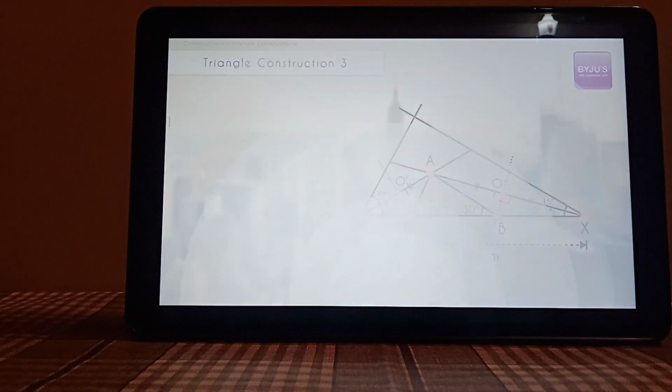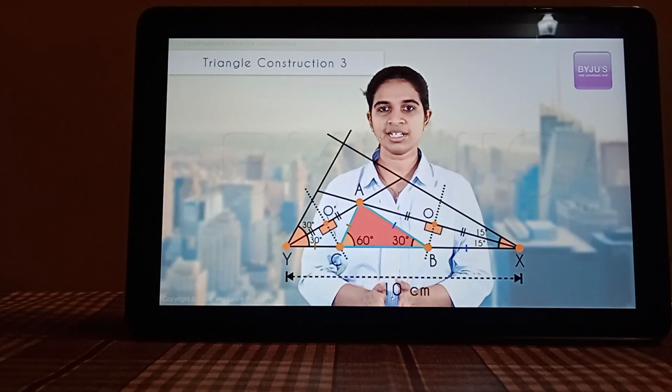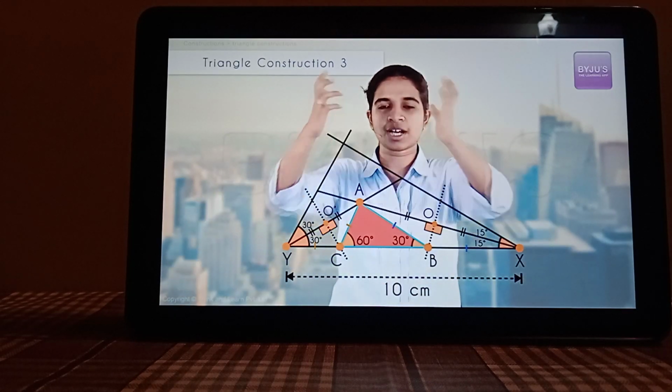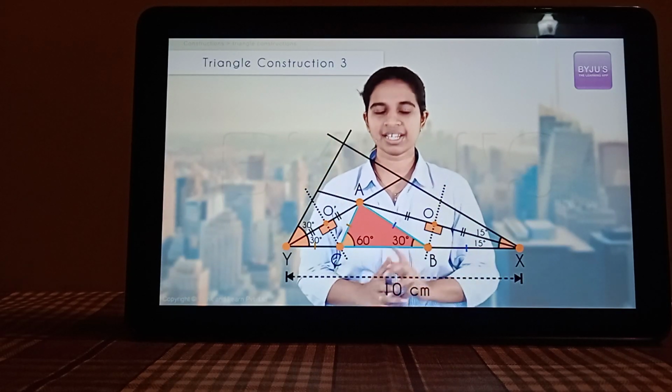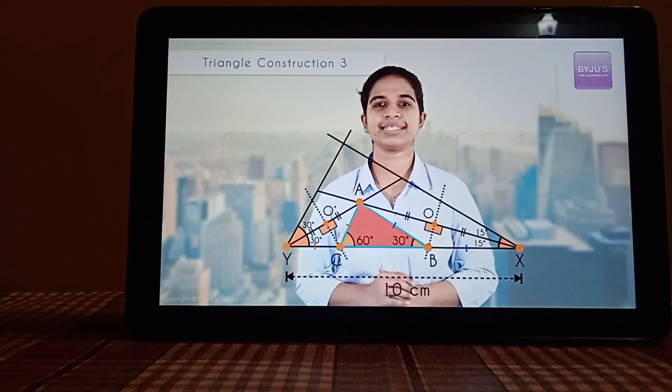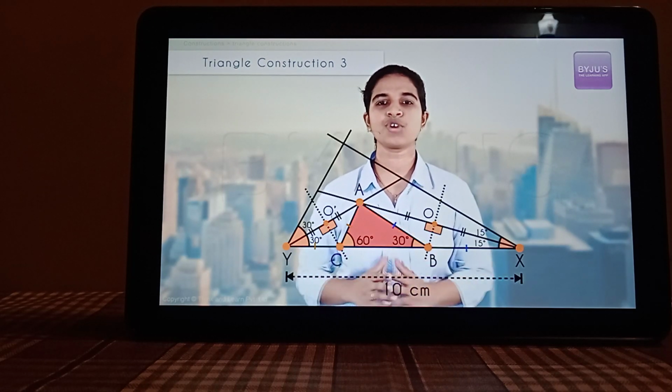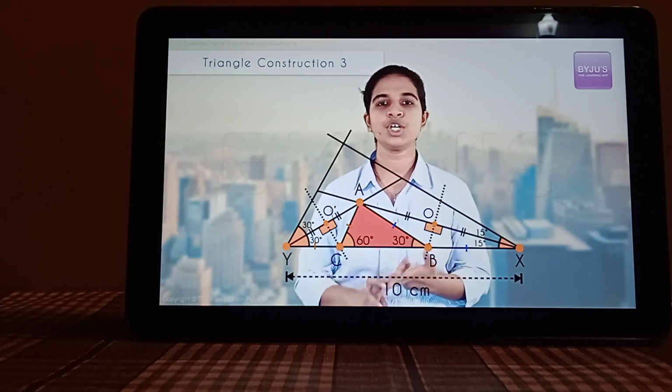So we've constructed a triangle such that its perimeter is 10, because we just saw if this line AC, if I bend it upwards, it's going to give me the triangle. Perimeter is 10, angle B is 30 degrees and angle C is 60 degrees. That's how you construct a triangle given its perimeter and two base angles.